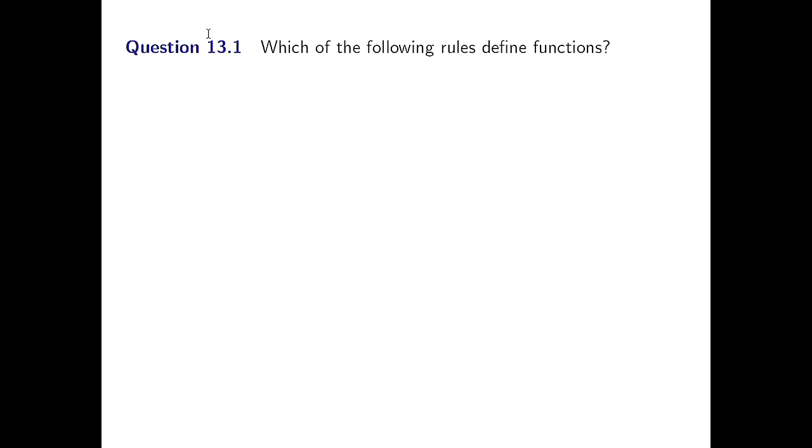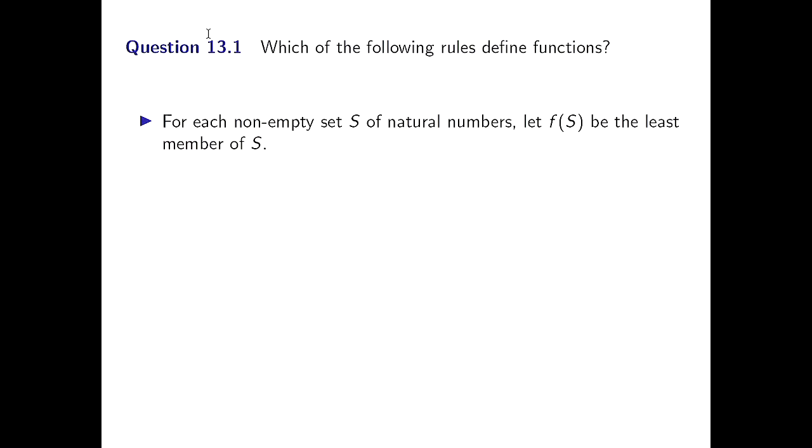So question 13.1 says, which of these rules give us functions? We're now going beyond just you put in a number, you get out a number. This is an example where we put in a set of natural numbers and we get out the least member of S, least element of S. Who thinks this is a legitimate function? Who thinks it isn't?